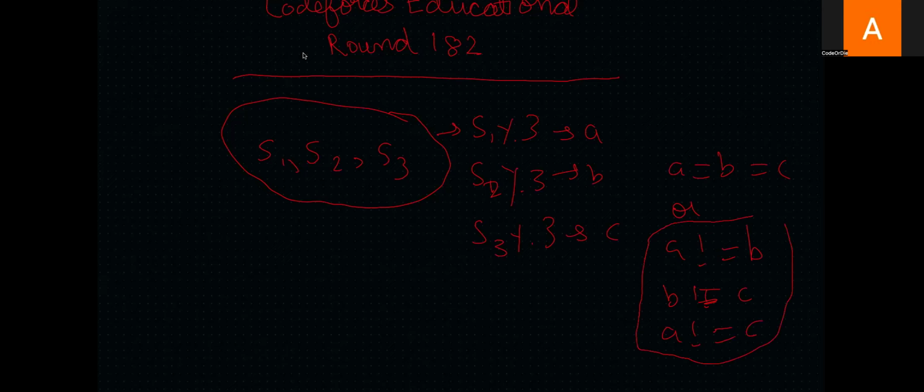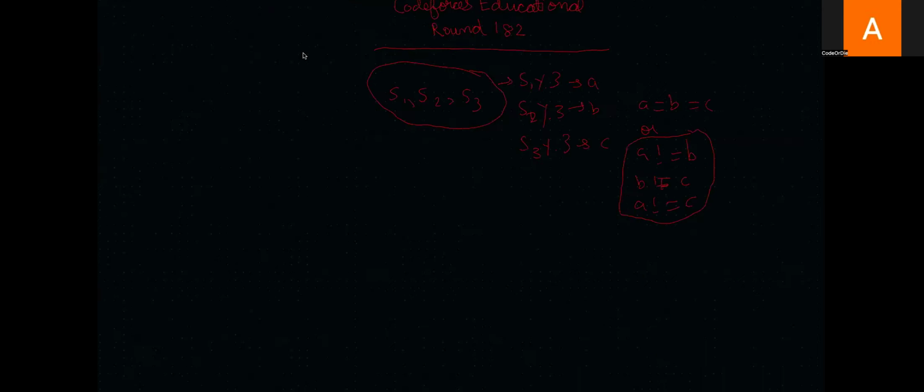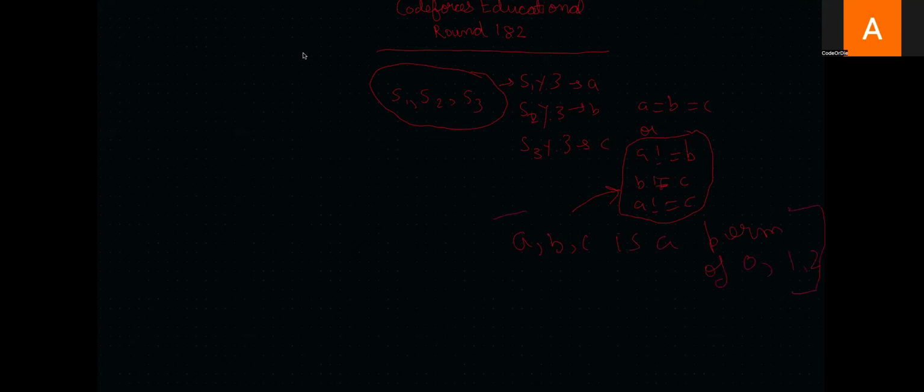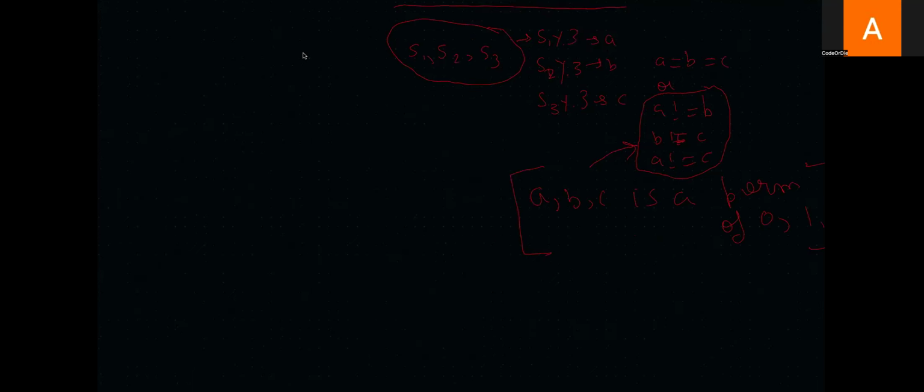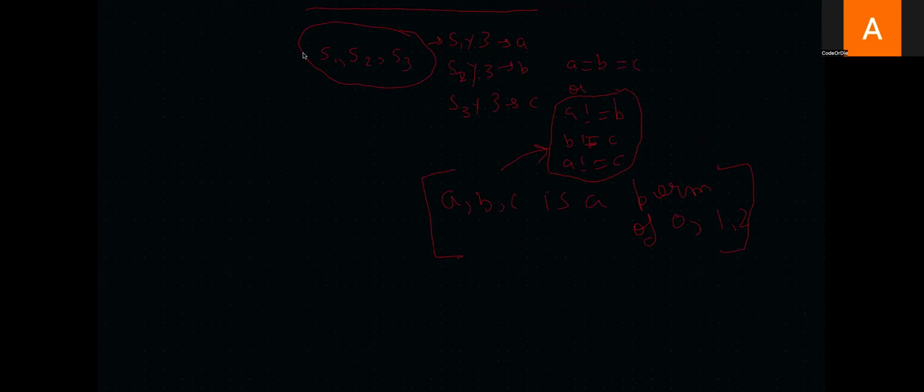So if one is claiming this statement, what does it mean? That A, B, C is a permutation of 0, 1, and 2. In other words, A, B, and C are all different, and they are among 0, 1, or 2. And if they are the same, they could be either 0, 0, 0, or 1, 1, 1, or 2, 2, 2. Okay, this is my first observation.